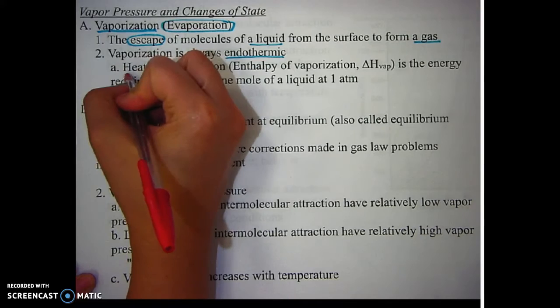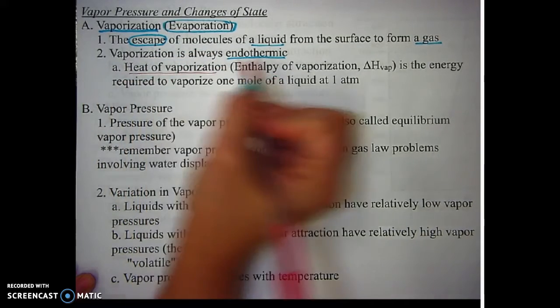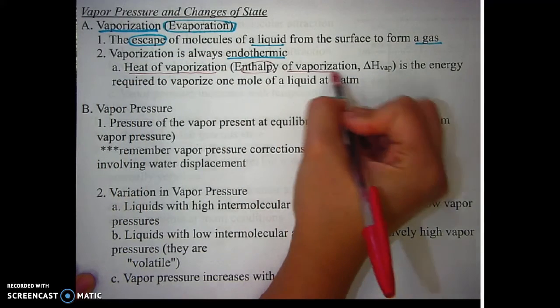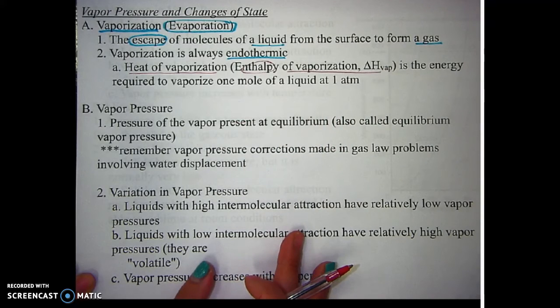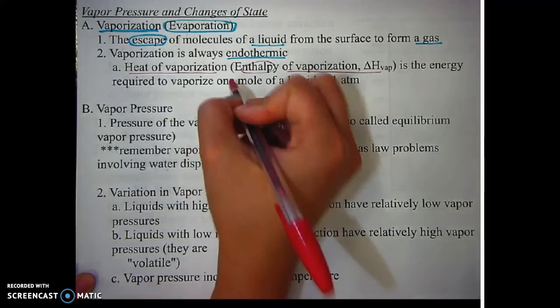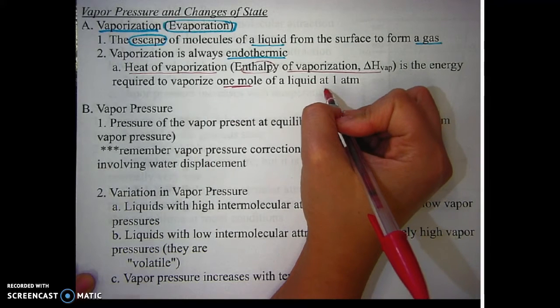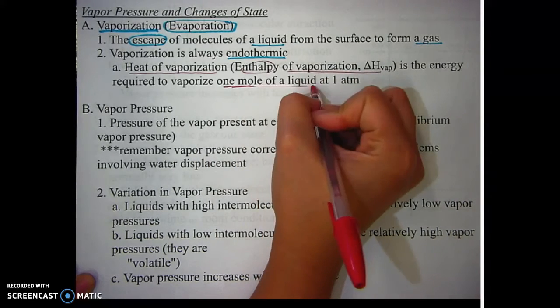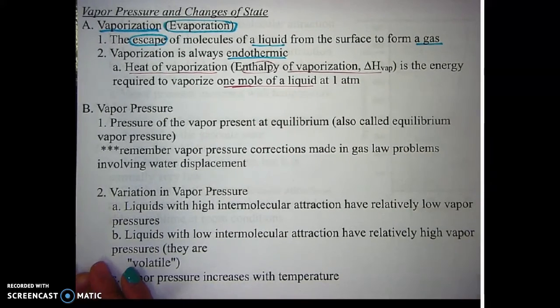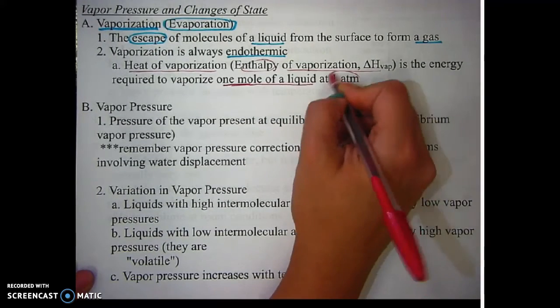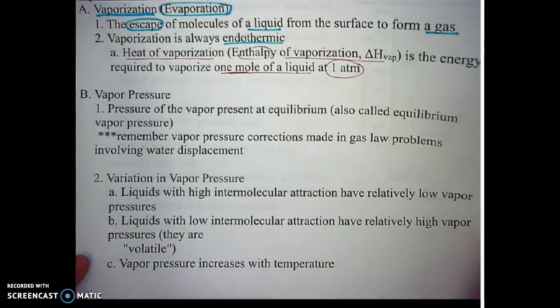This is it right here, the heat of vaporization, or the enthalpy of vaporization, same idea. It's the energy needed to take 1 mole of a liquid and turn that 1 mole of a liquid over into 1 mole of a gas. And this is at a pressure of 1 atmosphere.